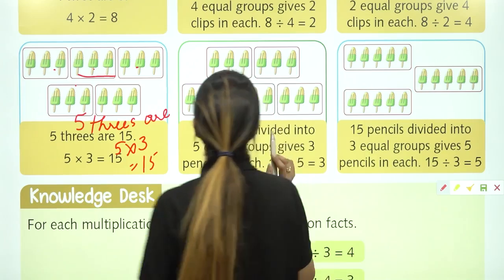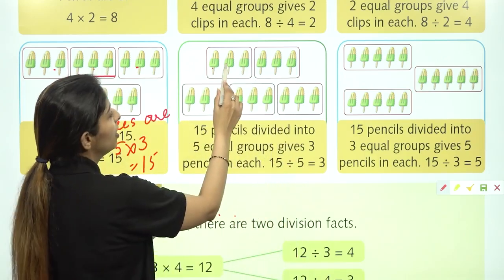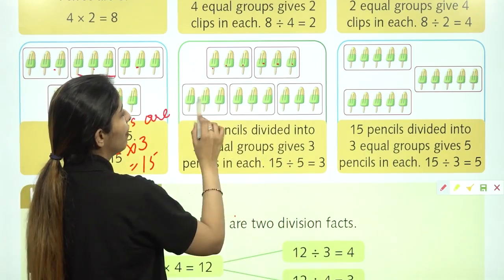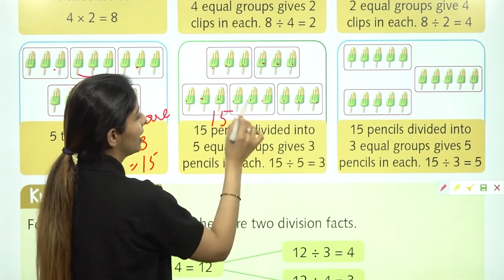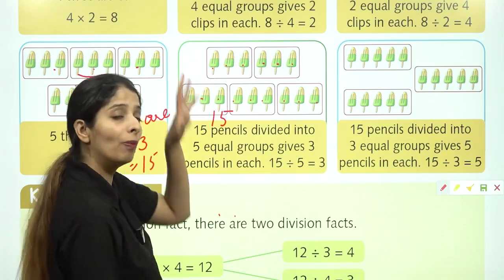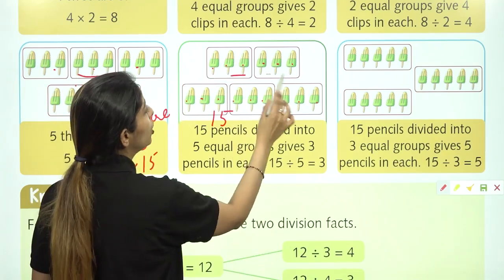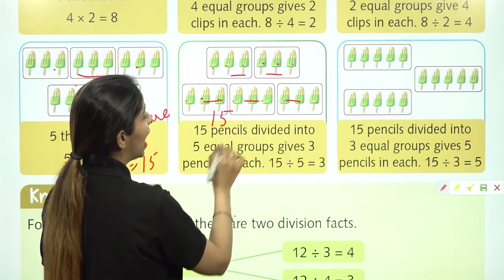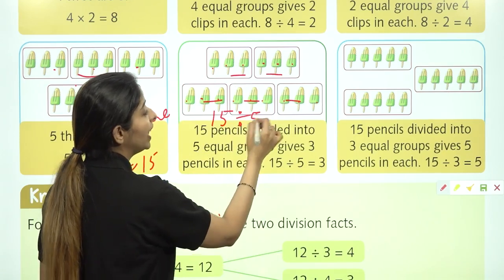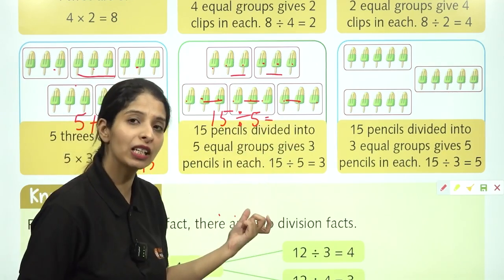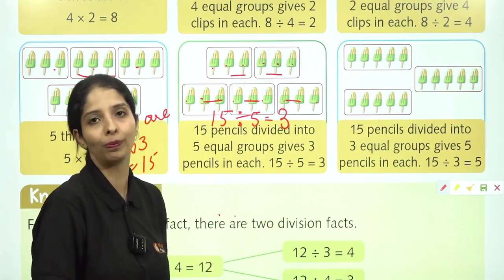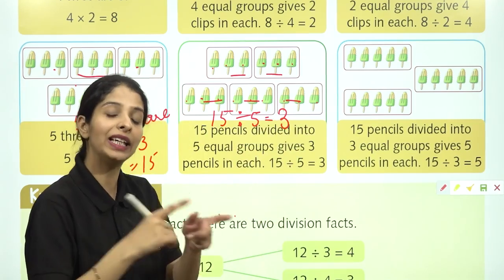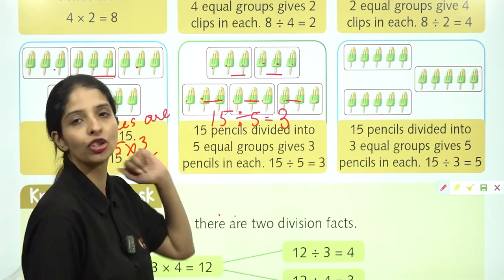Similarly here, 1, 2, 3, 4, 5, 6, 7, 8, 9, 10, 11, 12, 13, 14, 15. We have 15 ice creams. In how many groups are they divided? 1, 2, 3, 4, 5. They are in 5 groups. So in each group, how many ice creams will be there? There will be 3 ice creams in each group. This is how we divide equally using division.